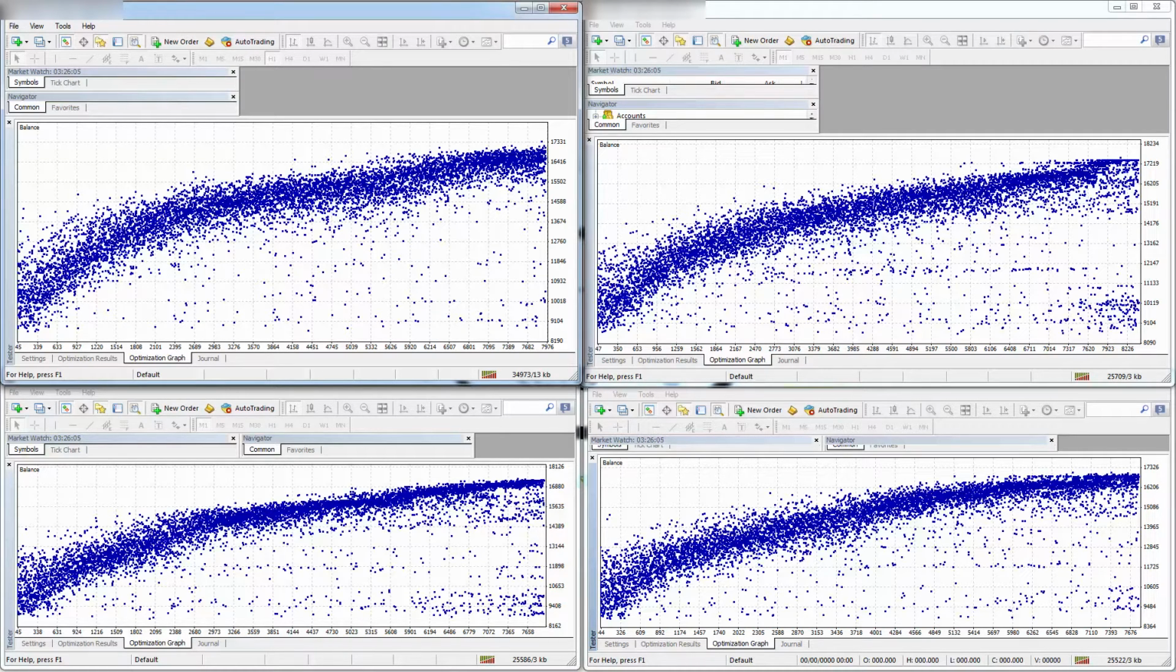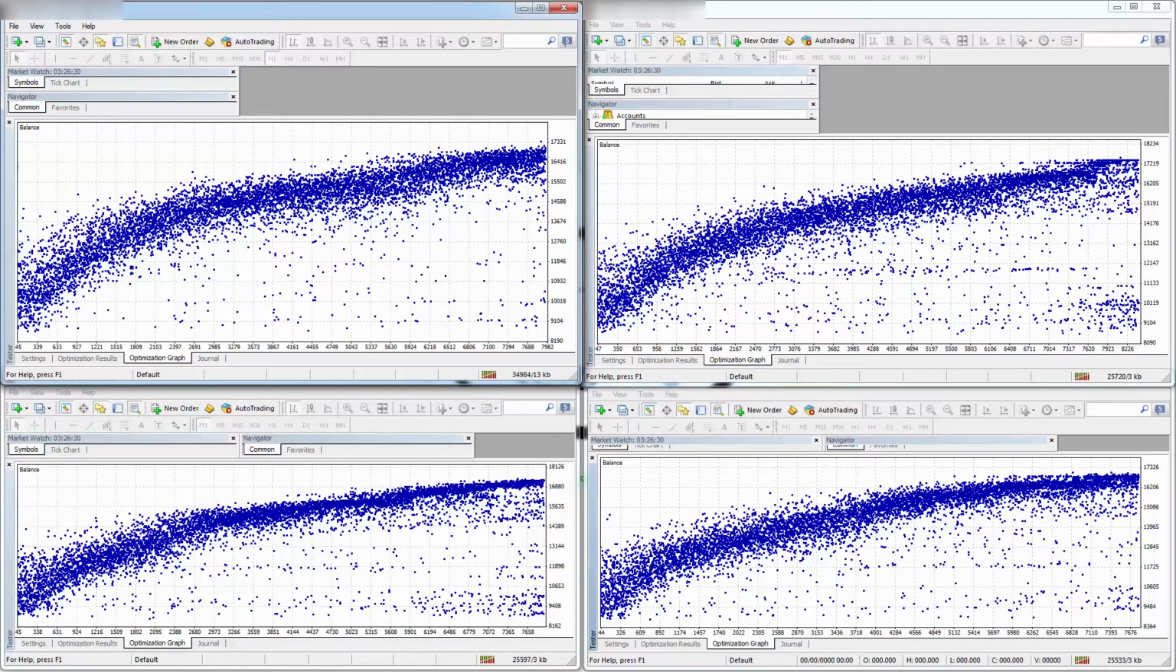And what I wanted to share today is a use case for the genetic algorithm in MetaTrader 4. Now, we've already talked about the genetic algorithm and we know how it works, but how can we use it to really boost our algorithmic trading system optimization process? So today I'll show you one of the ways I use the genetic algorithm in MetaTrader 4.